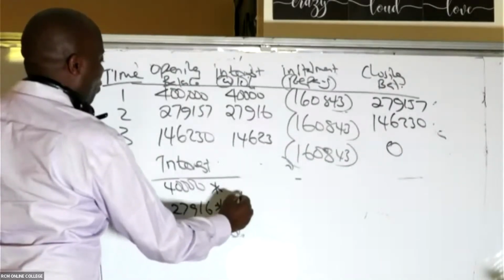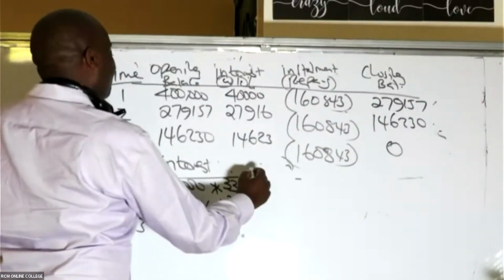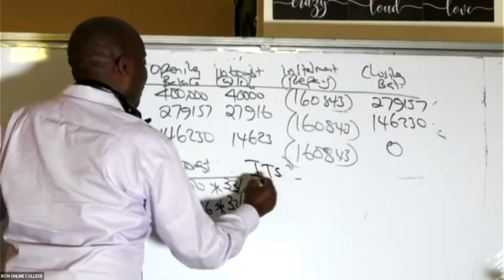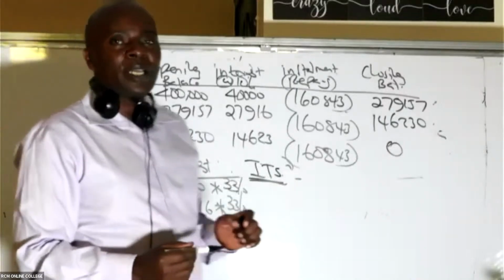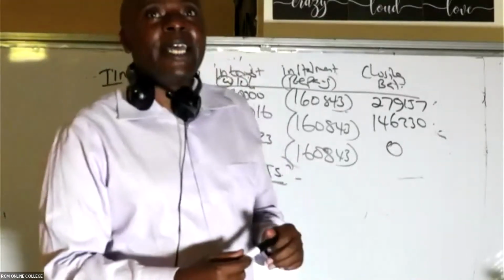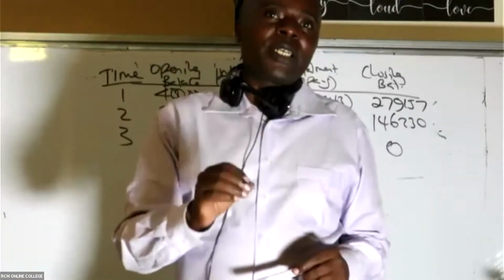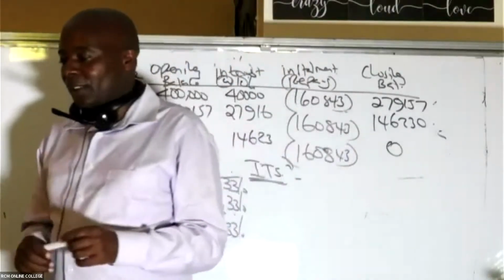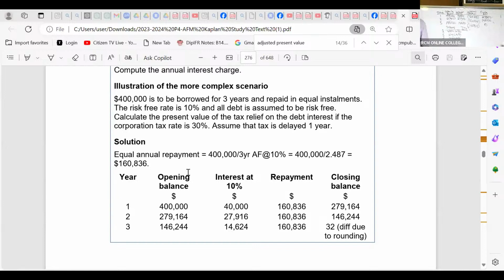33%. This was a good examine. I don't give students always 30%. So they give me the interest tax shield. ITS, interest tax shield. Two things that you must always encounter whenever you're doing a question of APV. You'll get that concept of the interest tax shield. And then number 2, you'll need what you call depreciation tax shield.